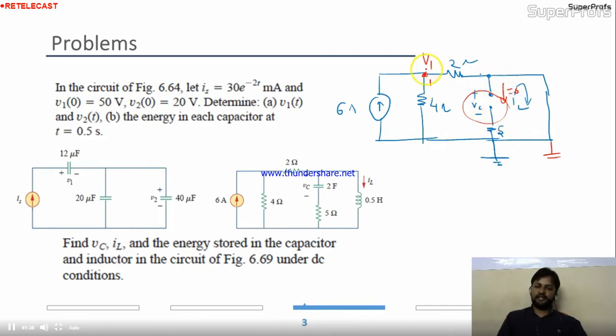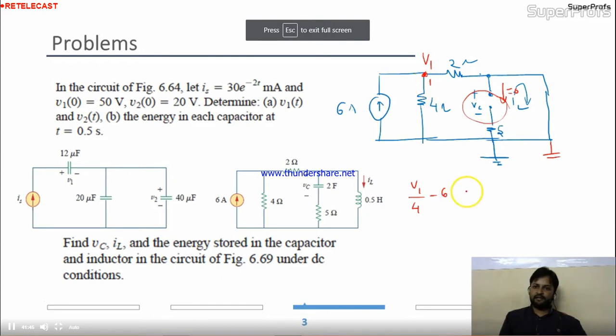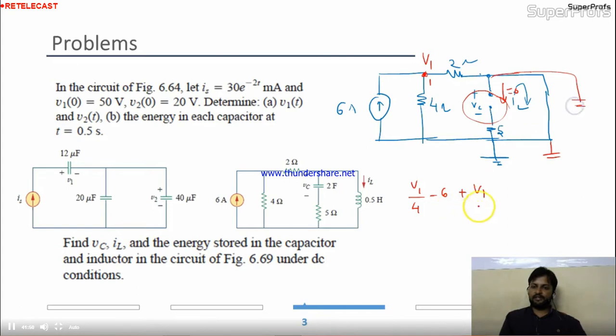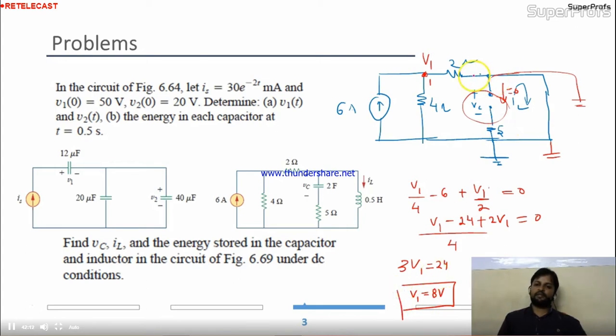Is that okay? Here I have to apply the nodal analysis. (V1 minus 6) divided by 4 is coming. Fine. Now here V1, this part is connected to 0 directly, so (V1 minus 0) divided by 2. One node, 3 branches connected, so 3 terms are coming in the equation equal to 0. So this is 4V1 minus 24 plus 2V1 equal to 0. So 3V1 equal to 24 and V1 equal to 8 volt.